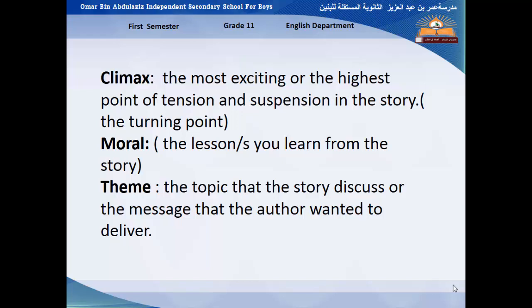So what's the theme? The theme is the topic that the story discusses or the message that the author wanted to deliver. When he asks you a question about the theme, it's clearly known that you can get the theme from the start of the story. From the first paragraph, you have to know the main idea and the purpose of the story.